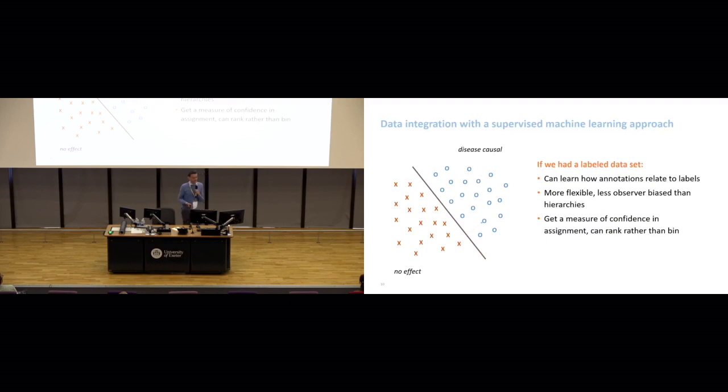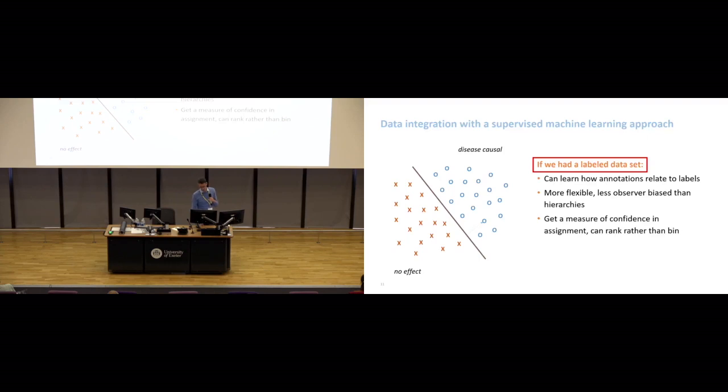So if we had a labeled data set of disease causal variants and no effect variants, right? We could train a supervised machine learning model, and we could present it with all these annotations, and we could leave it to this model to learn how each of these annotations relate to the labels, and we would be more flexible, we would have less of a bias, and we would even get a measure of confidence for each of those variants that would be calculated out of these annotations. So how does one actually get such a labeled data set?